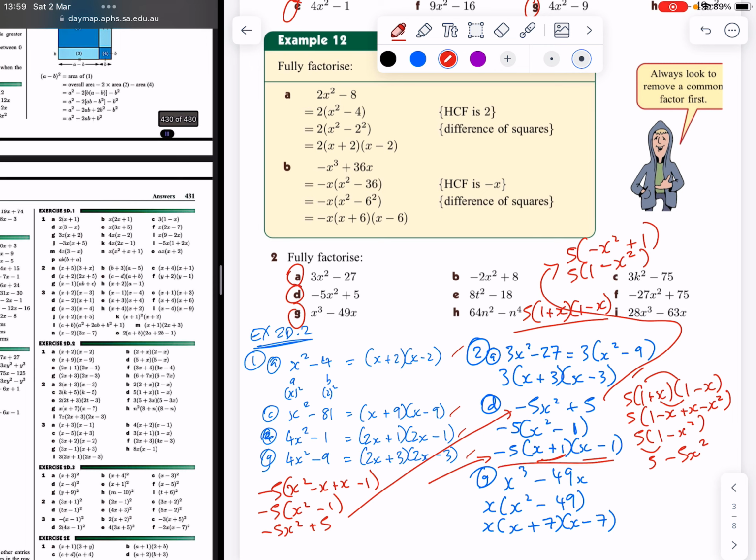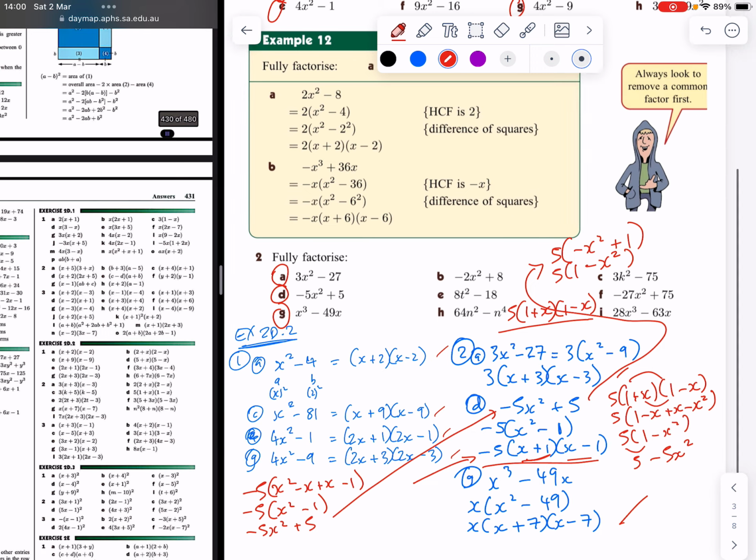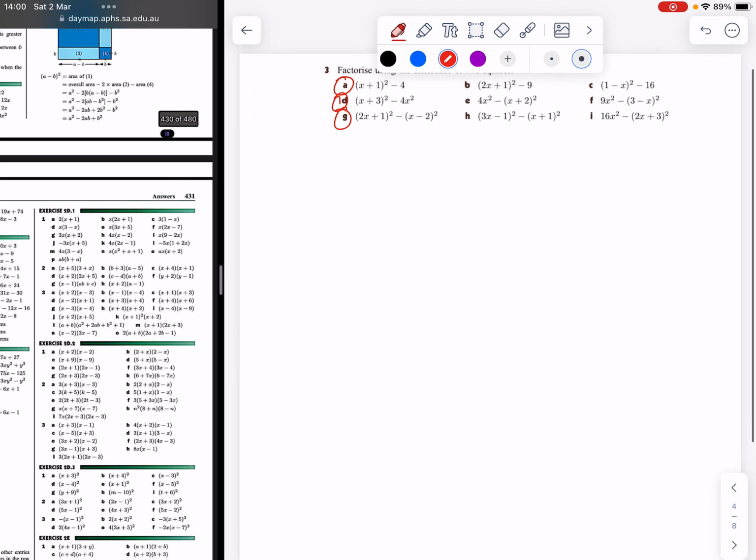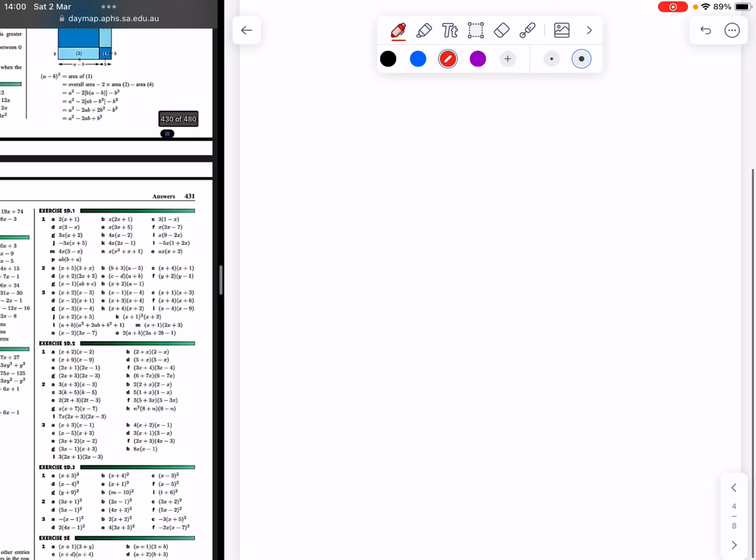And then lastly, G, x cubed take 49x. Which one are we up to? 2D.2, 2G, x plus 7, x take 7. Okay, good. That was kind of fun. I thought it was a correction, or that I'd totally stuffed something up, but no. Are we up to the end? No, still got perfect squares after that.